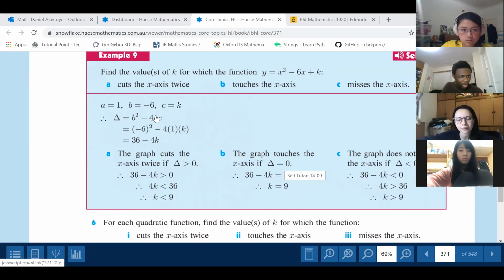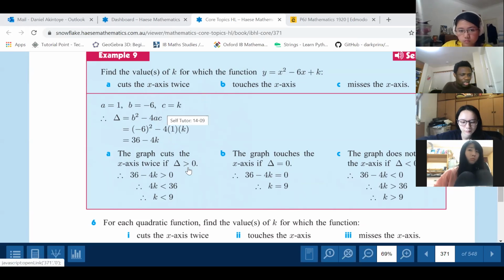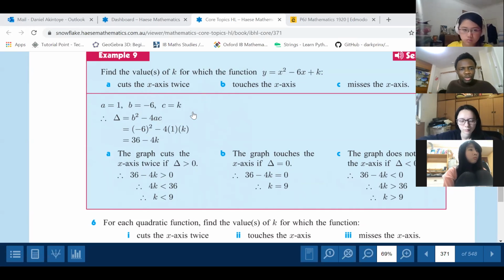Okay, so you find the discriminant for all the questions. Of course, this is the beginning. Then if it cuts at 2 points, it means discriminant must be greater than 0. So the first thing is to find the discriminant and set it greater than 0. Or you could do it together from the beginning, like by doing this.